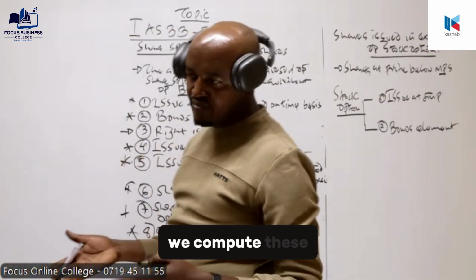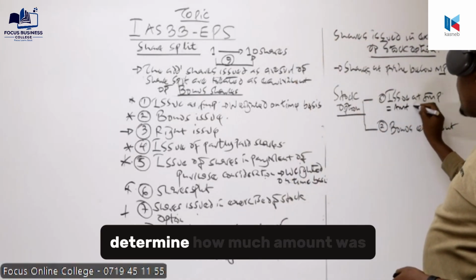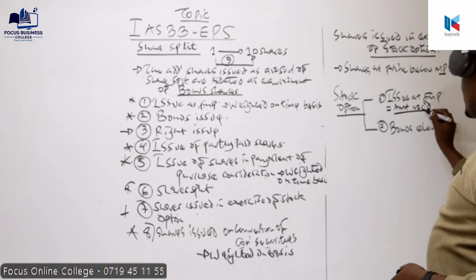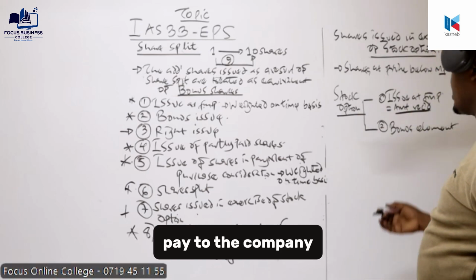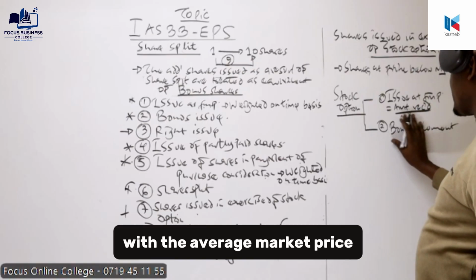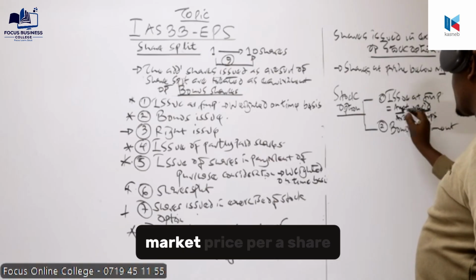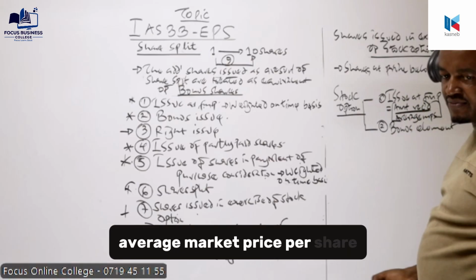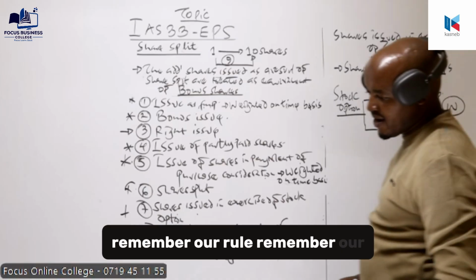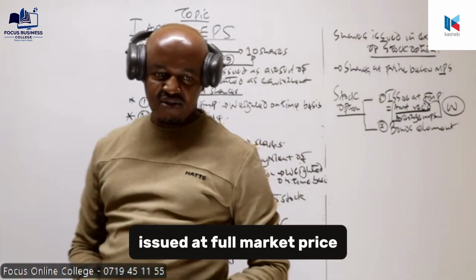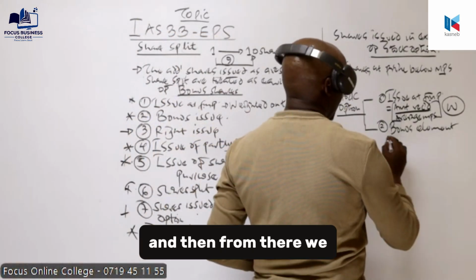How do we compute the shares which are issued at full market price? In this case, we first of all determine how much amount was received by the company. When the employees bought the shares, how much amount did they pay to the company? And then we divide that by the average market price per share during that year. And automatically, because the shares are issued at full market price, remember our rule: all those shares which are issued at full market price, we have to rate them on time basis. We have to multiply them with the proportion of time they were held. And then from there, we determine the bonus element.